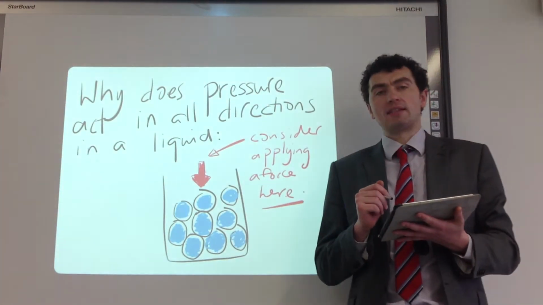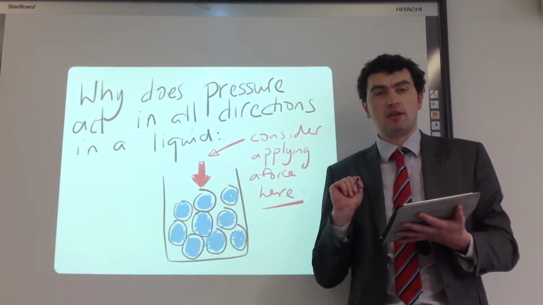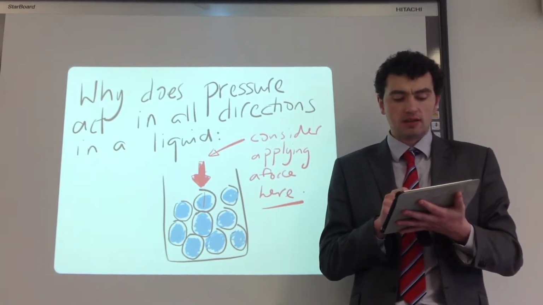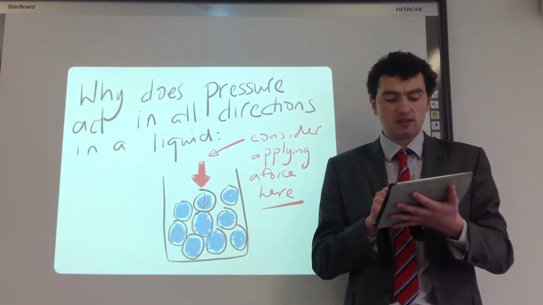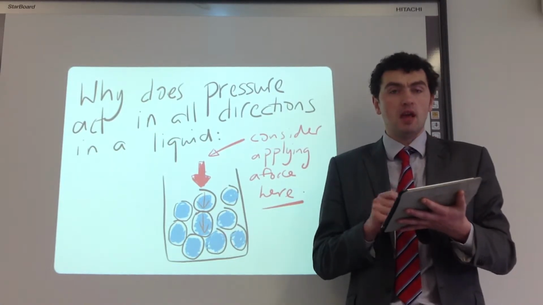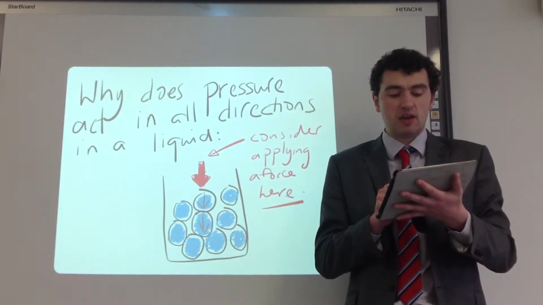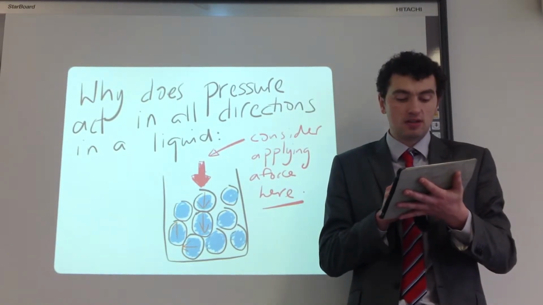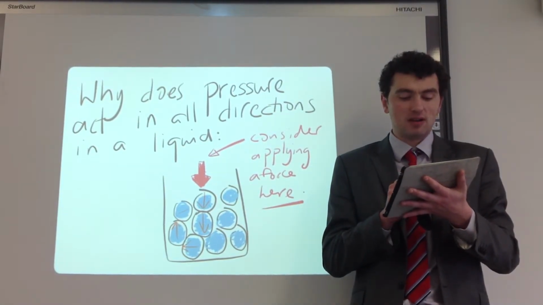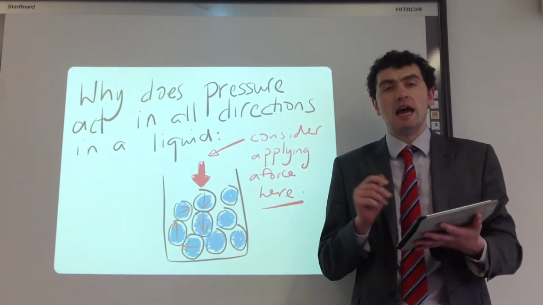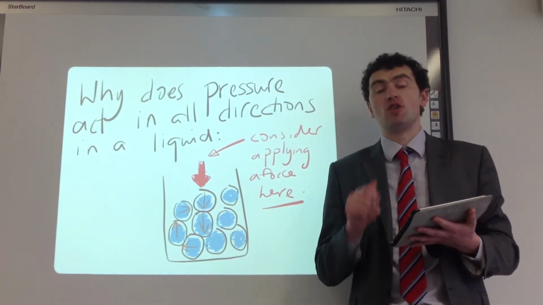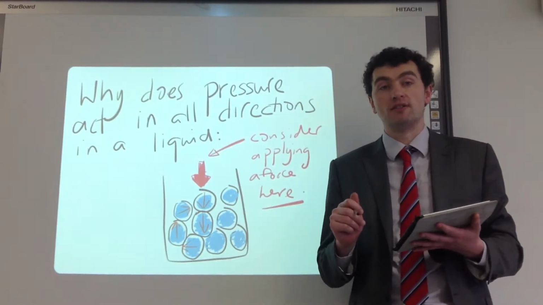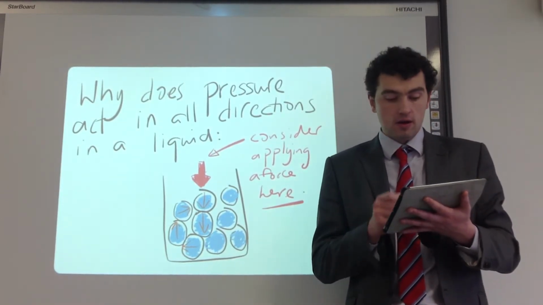Now, why does it act in all directions? I think the reason why can be best answered by considering this particle picture. If I push down on this particle here, that's going to push down on this particle here. And if that particle goes down, this particle gets pushed to the side, which means that this particle gets pushed up, and this particle kind of gets pushed in that direction here. The fact that pressure is transmitted in all directions in a liquid suggests to us just how small the particles which make up the liquid are.